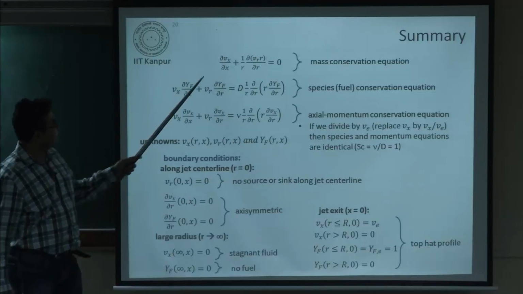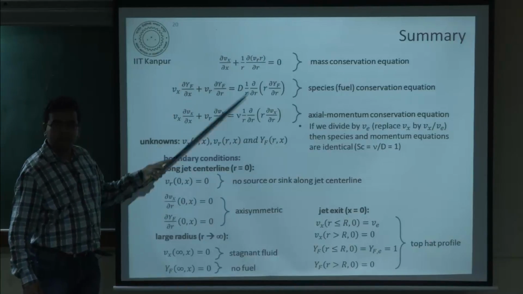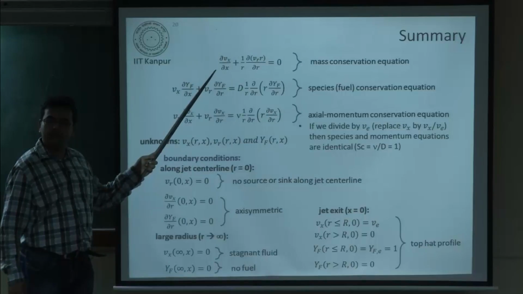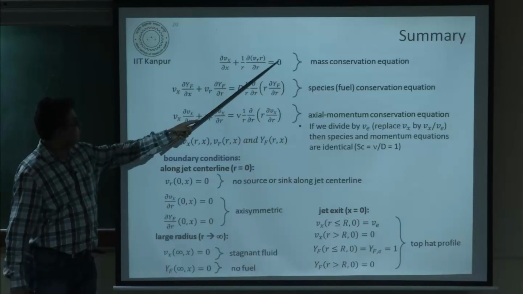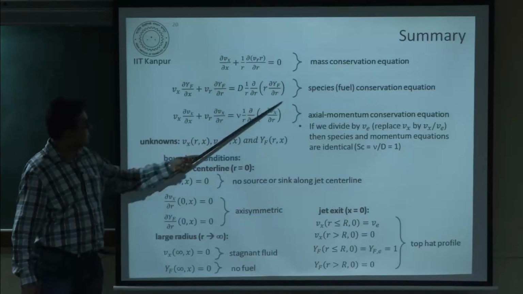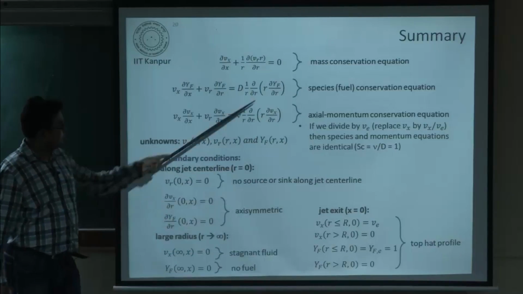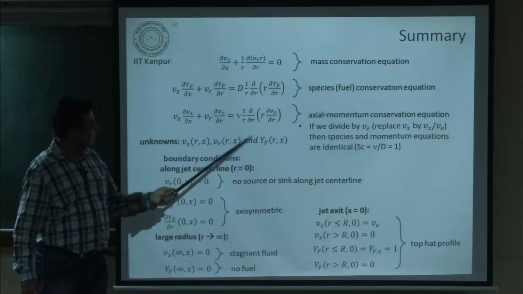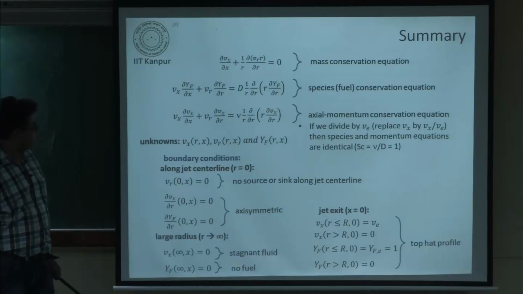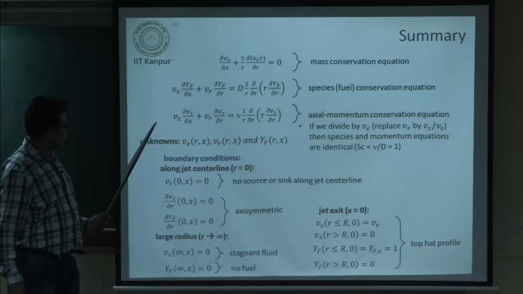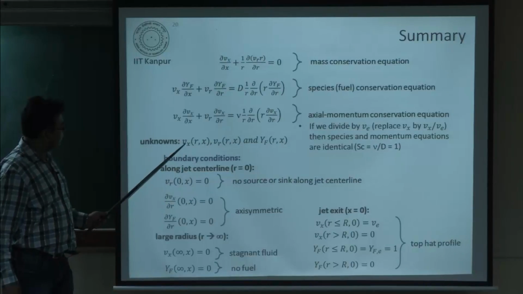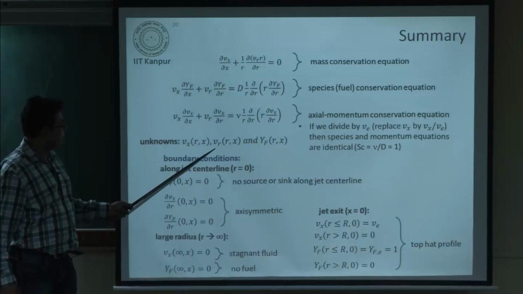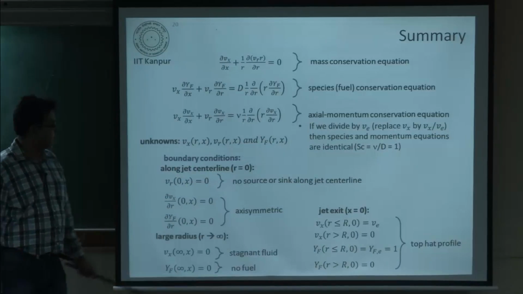We are all familiar with this. Now we are dealing with a circular jet, so we are writing the equations in a cylindrical system. The mass conservation equation, and then we have the species conservation equation. There is no reaction rate source term. The third one is the axial momentum conservation equation. Here you see that there are several unknowns: the axial velocity, the radial velocity, and the fuel mass fraction.